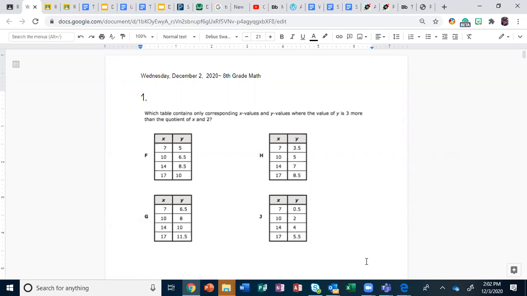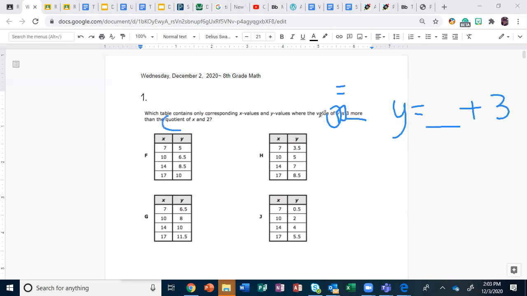Now, we have a word problem right here. It says, which table contains only corresponding x values and y values where the value of y, so y, means equal. So we're going to put equal to, what is 3 more? Plus 3. I'm going to leave a little bit of space over here for the other number, but I'm adding 3.